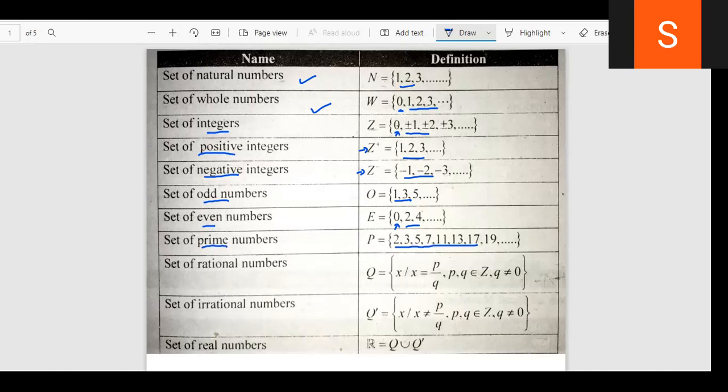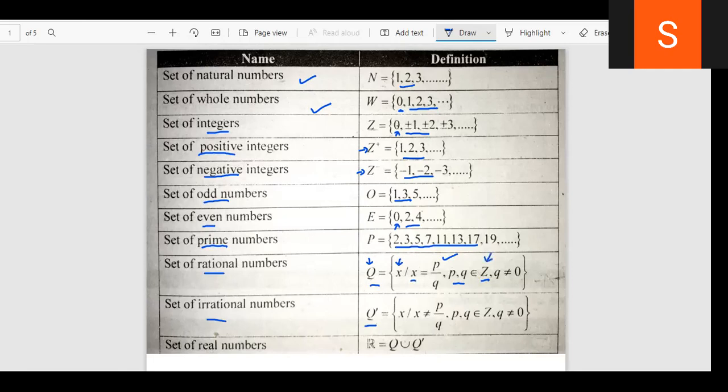These things were easy, but then when we discussed rational and irrational numbers, I told you that any number which can be written as a fraction, like p by q, where p and q belong to integers, is a rational number. If I talk about this definition, this is Q and this is Q complement. We read this set this way: the Q set has all the x's such that every x is written as p by q, where p and q belong to integers.